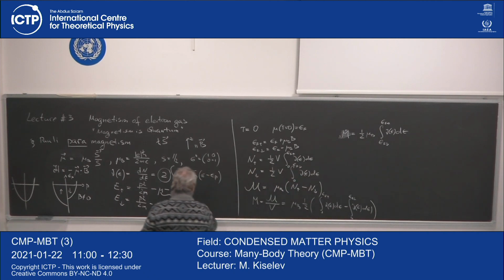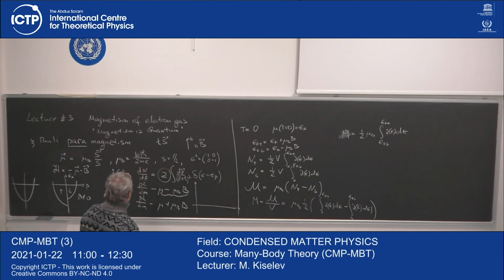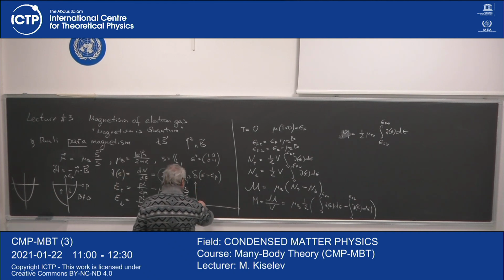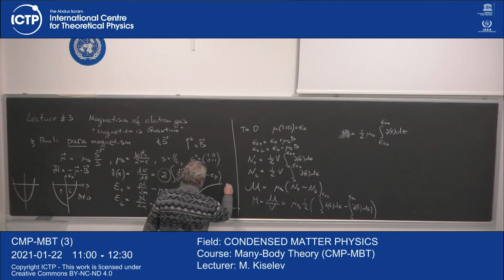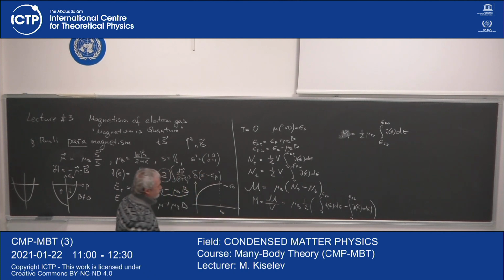We discussed on Wednesday that the density of states for a 3D non-interacting electron gas is proportional to the square root of epsilon, and we have the Fermi energy somewhere here.